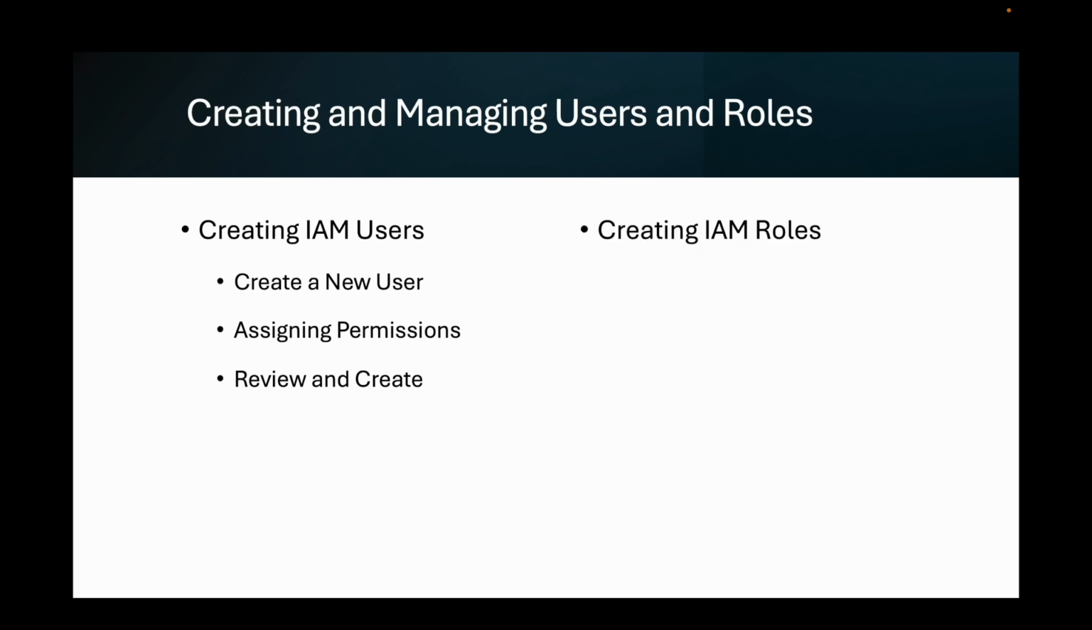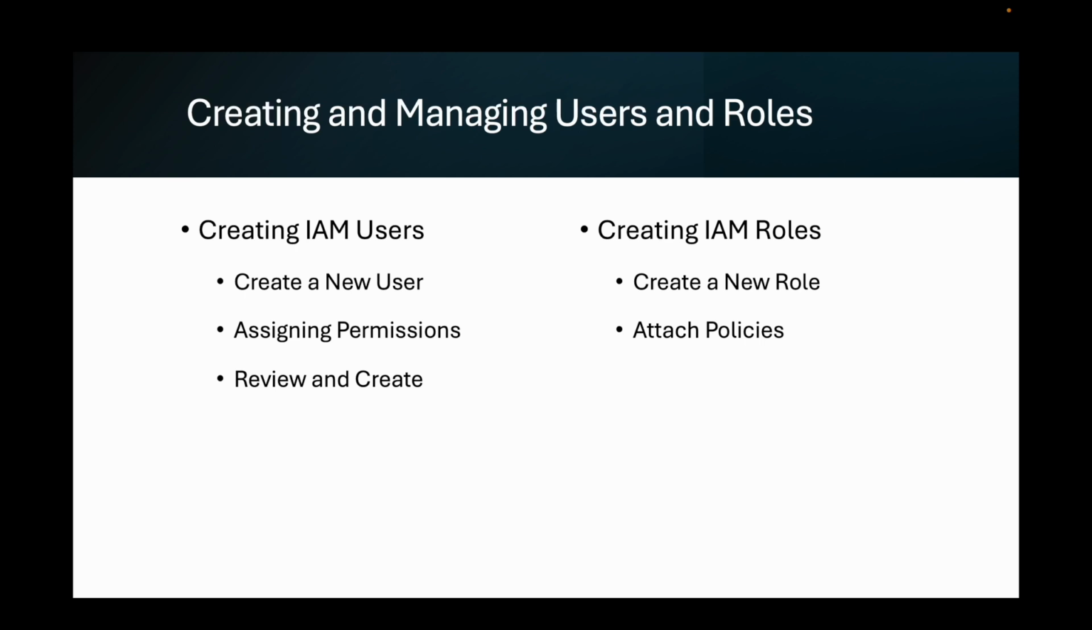Also, we'll be creating IAM roles, where you go to IAM, then roles, and create a new role. You choose the AWS service that will assume the role. For example, if EC2 needs access to S3, select EC2 as the trusted entity. Then we are going to attach the policies, where you attach policies to define the permissions this role will have.